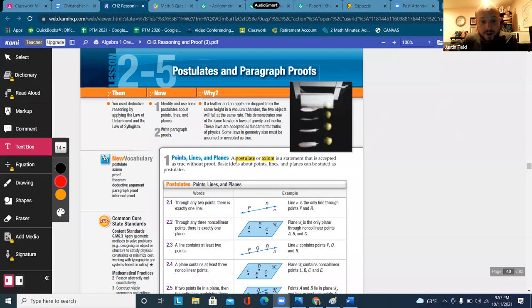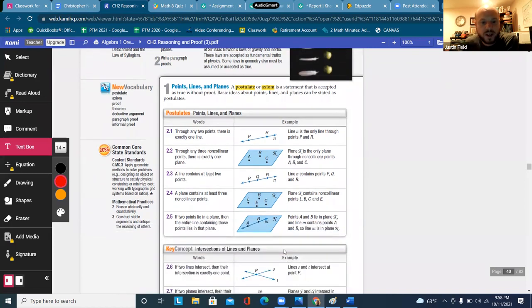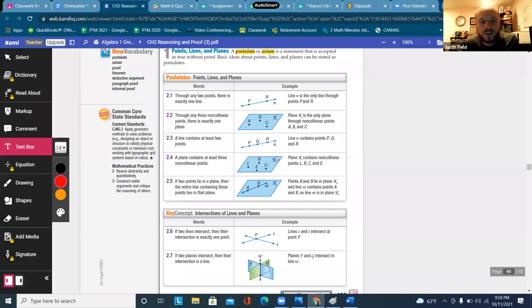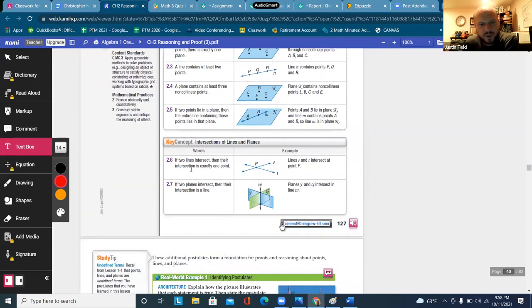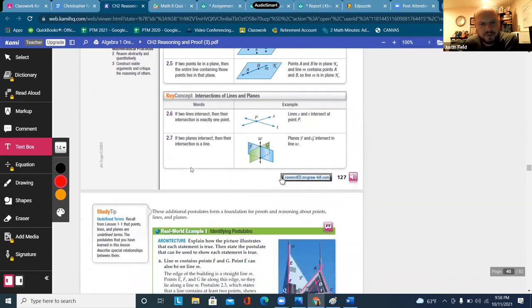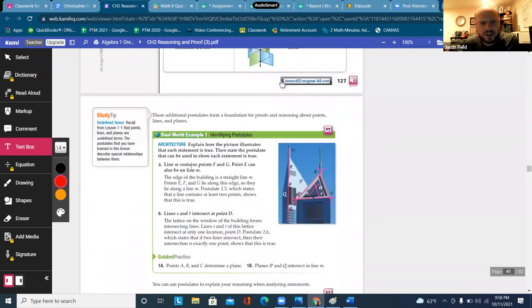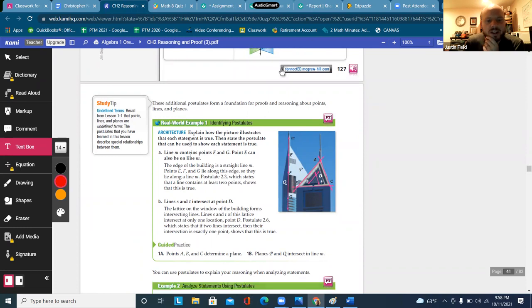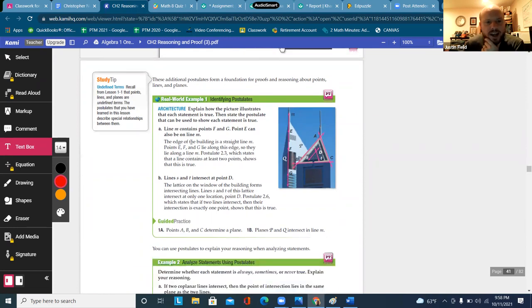All right, so I think I've said it, but postulates or axioms are statements that you don't need to prove. Theorems are statements you do need to prove or that have been proved. So you need to know all of these postulates. You can read them. They are simple. You can ask questions about them. But let's look at the guided practice.